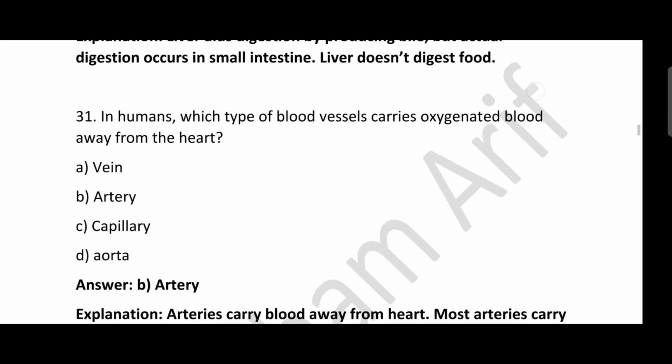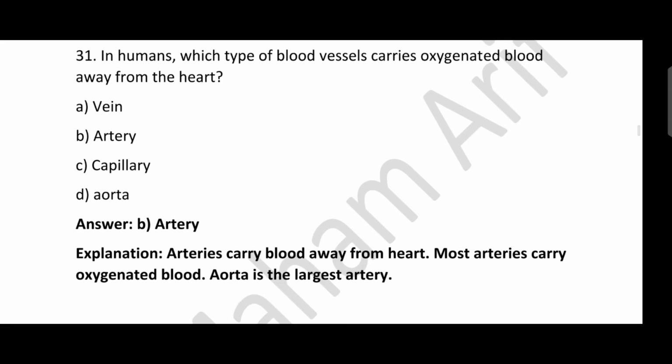In humans, which type of blood vessels carries oxygenated blood away from the heart? So correct answer is option B, that is artery. Always remember that arteries carry blood away from the heart. Most arteries carry oxygenated blood, and also aorta is the largest artery. It is also one of the most repeated KMU-CAT MCQs.